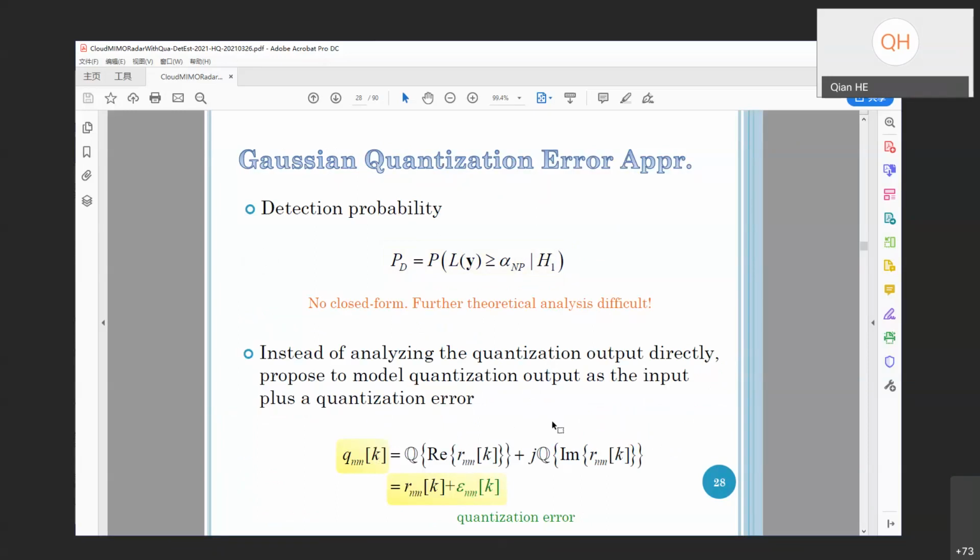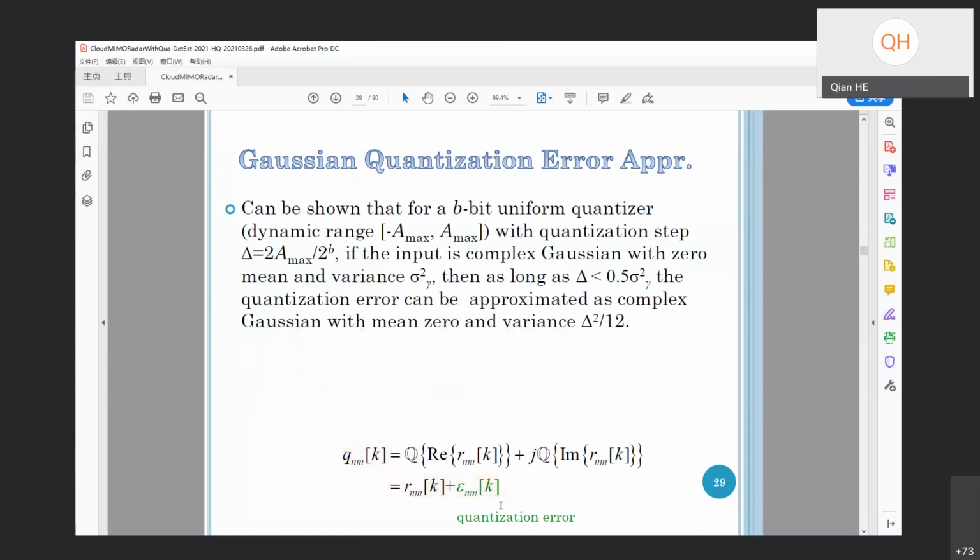So this is a direct computation, right? So this quantization output is equal to the quantized real part plus the quantized imaginary part. Alternatively, now we do another thing. Let's assume the quantized output is equal to the quantized input plus a noise. And this noise is a so-called quantization error, or you can call it quantization noise. And this guy accounts for all the stuff the quantization did to the input, right? So output is equal to input plus a noise.